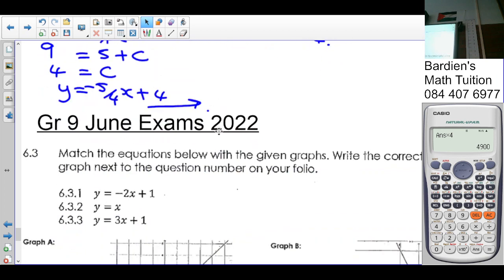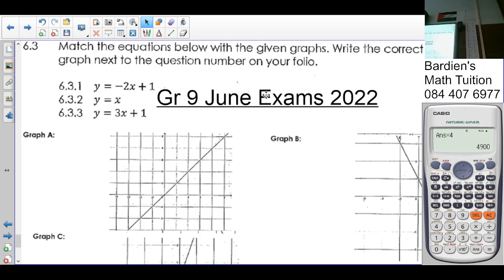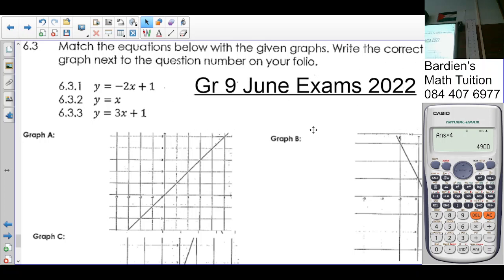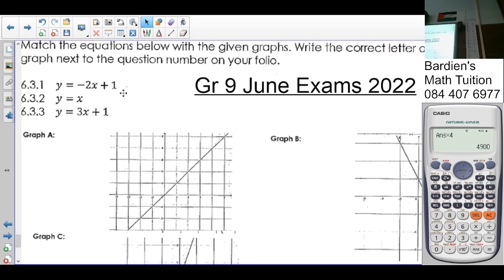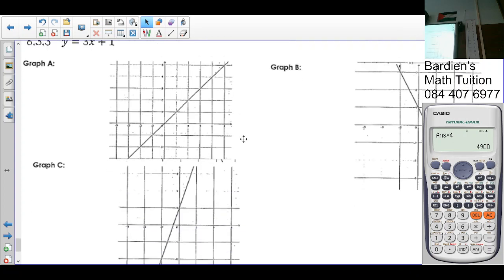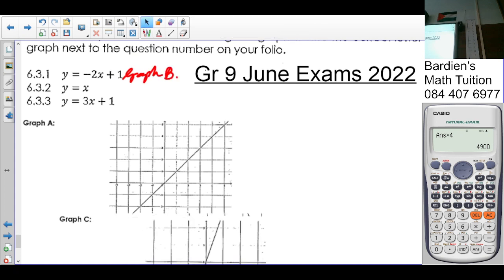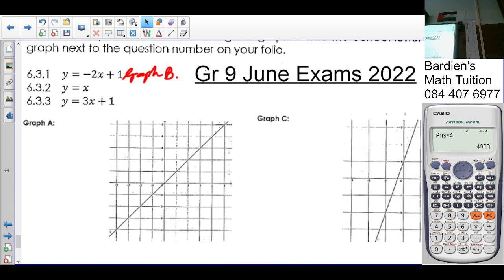Next one, 6.3. They ask you to match the correct letter next to the question number on your folio. Firstly, these two have positive gradients. Can you see that? Let's see which one has a negative gradient. That is the only one with a negative gradient. Can you see that, people? So that is B. 6.3.1, this is graph B. The other two graphs, C and A, both have positive gradients.